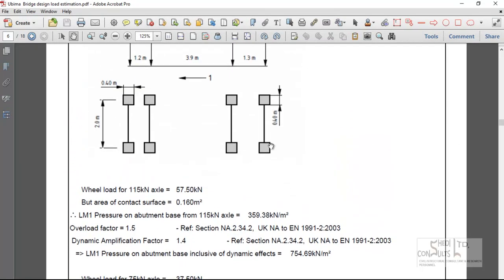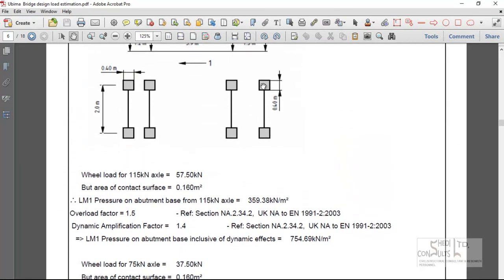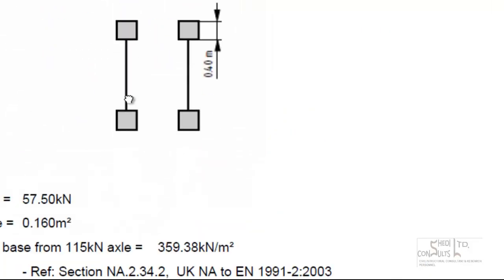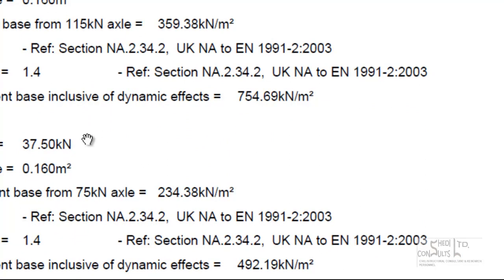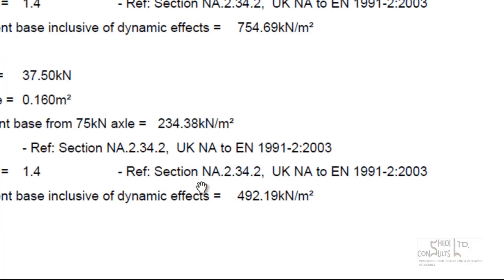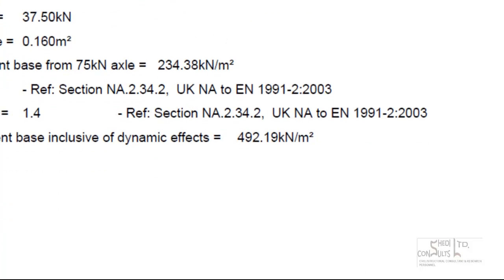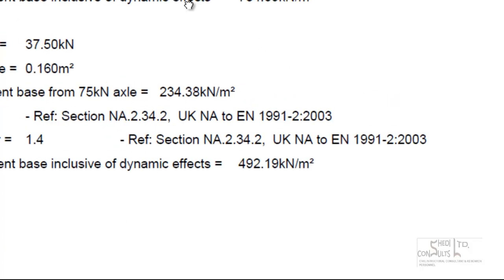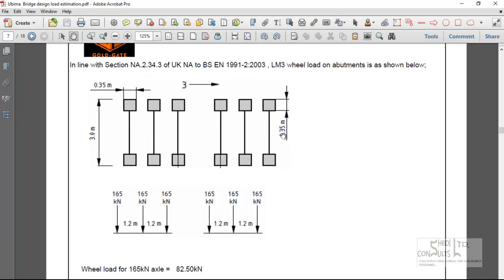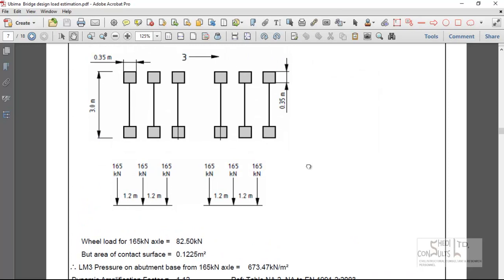So you get the axial load first of all, because this is a tandem system, and then from the axial load you get the wheel load, and then you take into consideration the overload factor. The code specifies this, the corresponding references are shown on your screen, and then you obtain what you refer to as the wheel pressure on the bridge deck. So these are the wheel loads that are computed for the abutment. This is the load model for the design of abutment.